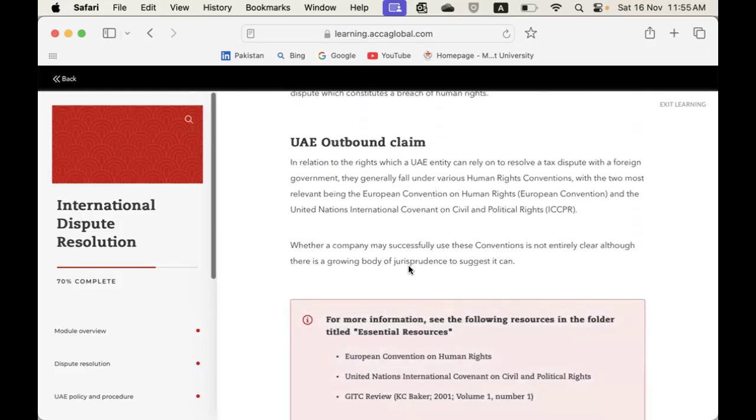UAE outbound claim. In relation to the rights which a UAE entity can rely on to resolve a tax dispute with a foreign government, they generally fall under various human rights conventions. Now, please remember, we're talking about a UAE entity. They generally fall under various human rights conventions, with the two most relevant being the European Convention on Human Rights, short form European Convention, and the United Nations International Covenant on Civil and Political Rights, so ICCPR.